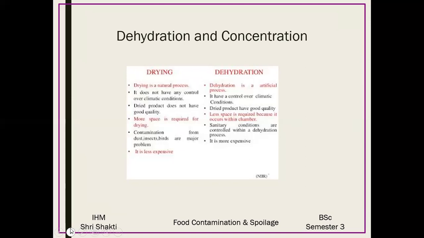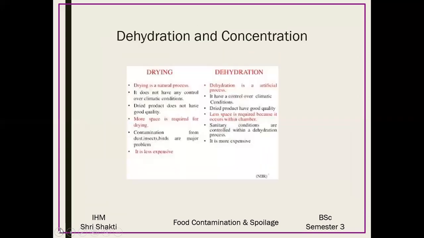Whereas dehydration is an artificial process. It has control over climatic conditions. Dried products have good quality. Less space is required because it occurs within a chamber. Sanitary conditions are controlled with the dehydration process, which is more expensive. So there's a lot of difference between drying and dehydration. One is a natural process, this is an artificial process.